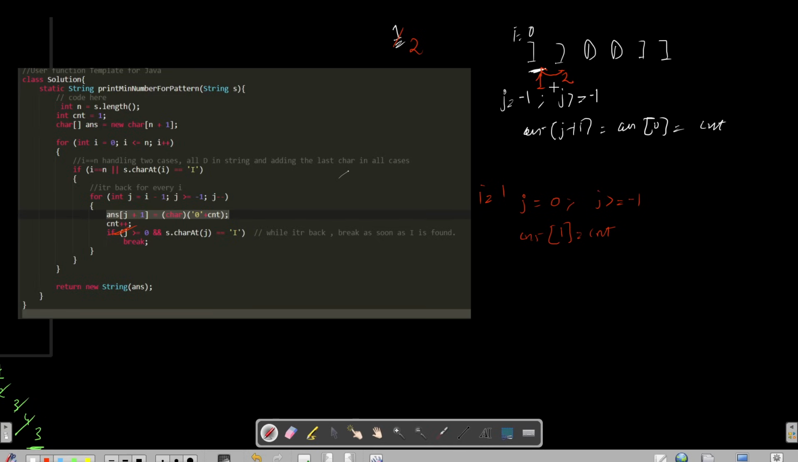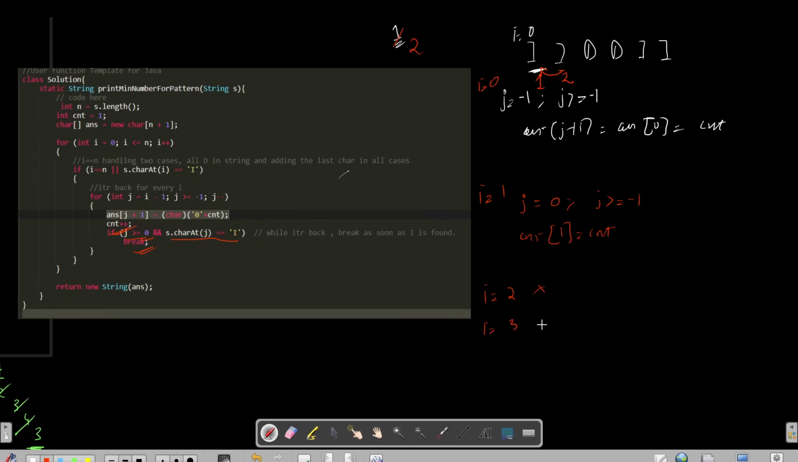Now how to ensure that when we iterate back and we found I, we have to break? So this is the condition it is handling, right? If s dot charAt j, we iterated back with the j pointer, if it is again equals to I, you have to break from there. Just j greater than equals to 0 is ensuring that you do not hit the minus 1 condition, like for the first I equals to 0, where j was pointing to minus 1, right? Again, so i equals to 2, what will happen? It is d, so the iteration would be skipped.